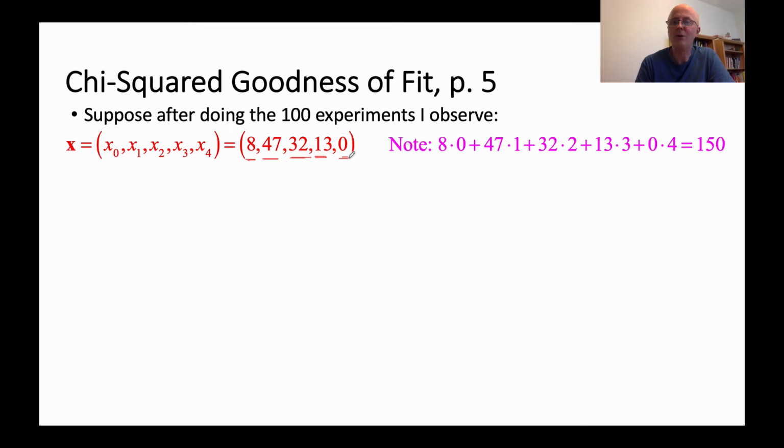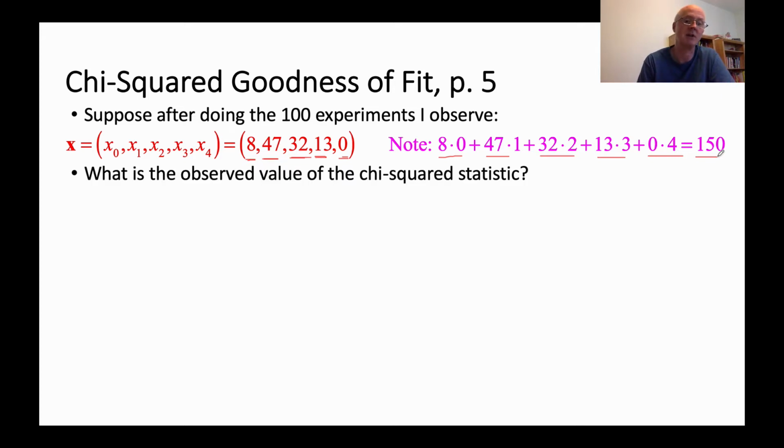Okay? Note that the total number of successes overall here does match the original approach that I took with the original test that p was 0.4 versus the alternative that p was not 0.4. If you compute the total number of successes, 8 times 0 plus 47 times 1 plus 32 times 2 plus 13 times 3 plus 0 times 4, you do get 150. 150 successes out of 400. That was the 37.5% sample success rate. So it's matching that, but it is a different test, so I do get a different p-value and possibly a different decision to reject the null or not.